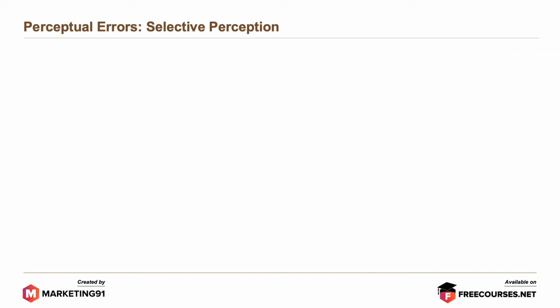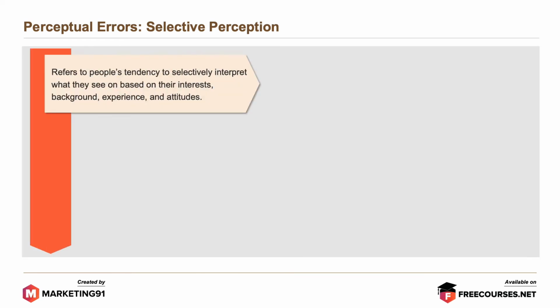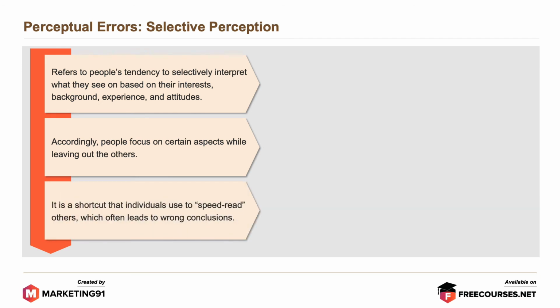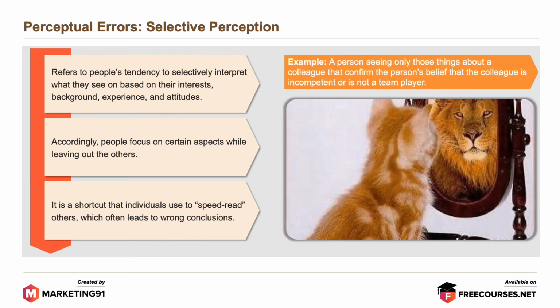Now moving on to perceptual errors, starting with the first one, that is selective perception. It refers to a people's tendency to selectively interpret what they see based on their interest, background, experience, and attitudes. Accordingly, people focus on certain aspects while leaving out the others. It is a shortcut that individuals use to speed read others, which often leads to wrong conclusions. Example, a person seeing only those things about a colleague that confirm the person's belief that the colleague is incompetent or is not a team player.